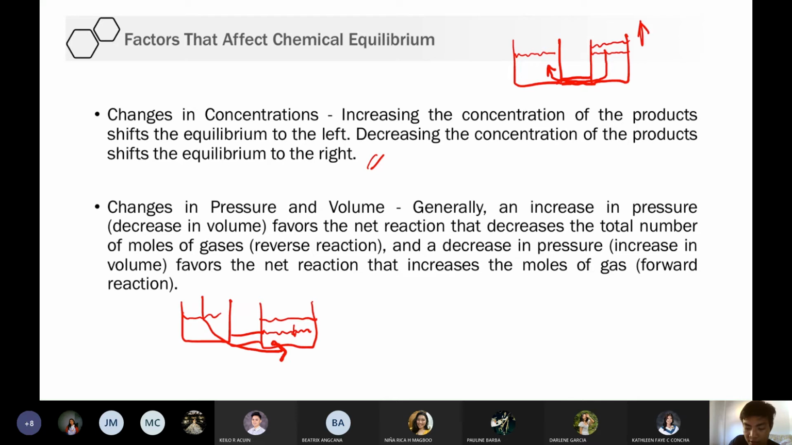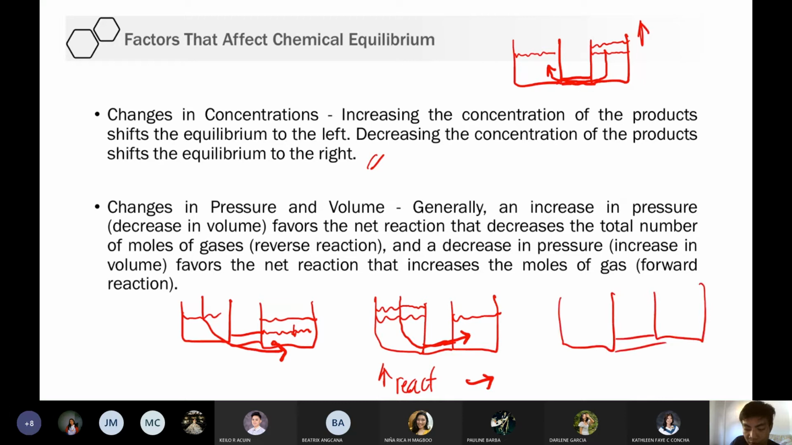So let's try the reactants naman, the reactants point of view. What will happen if we increase the amounts of the reactants? Increasing the water level on the left bucket will push the water to the right. So that means increasing the concentration of reactants will shift the equilibrium to the right side.